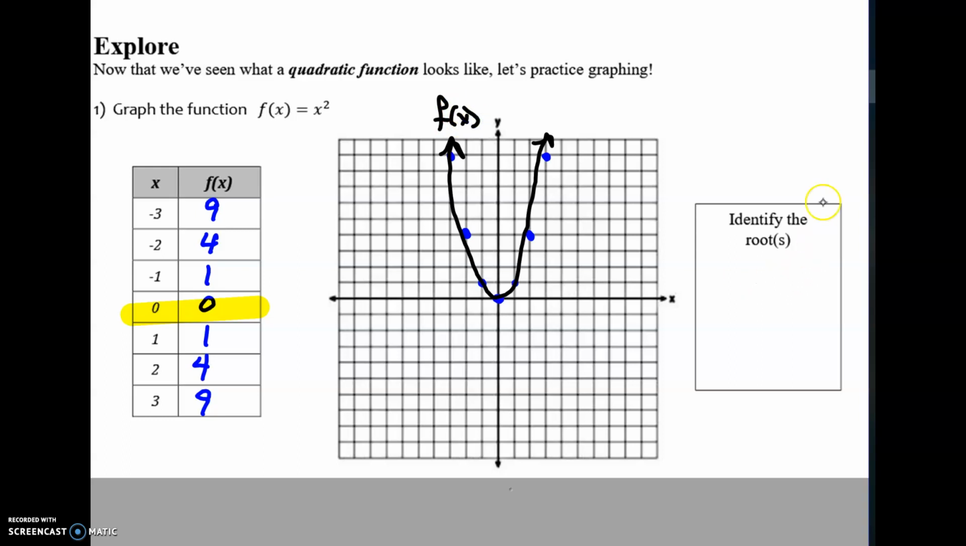And in this case, it's asking me to identify the roots. Remember, the roots are our x-intercepts. Now, in this case, there's only one of them. It actually also ends up being our vertex. So here, the roots are at the point 0, 0, and how we write them is we write them just like a normal solution. So x equals 0 at this point. You always care about the x value where you hit the x-axis.